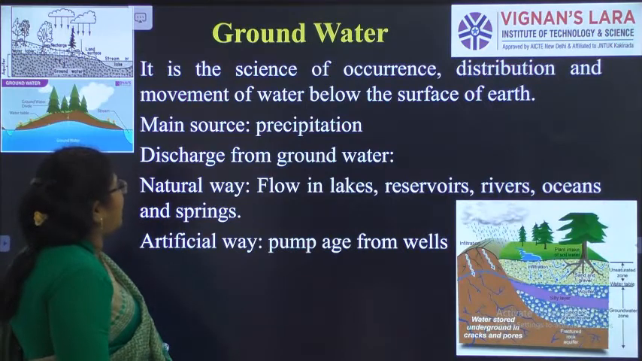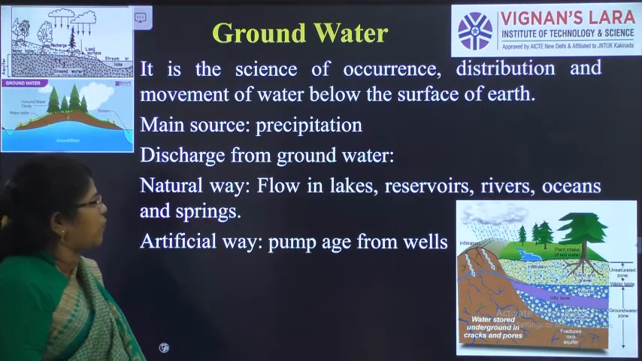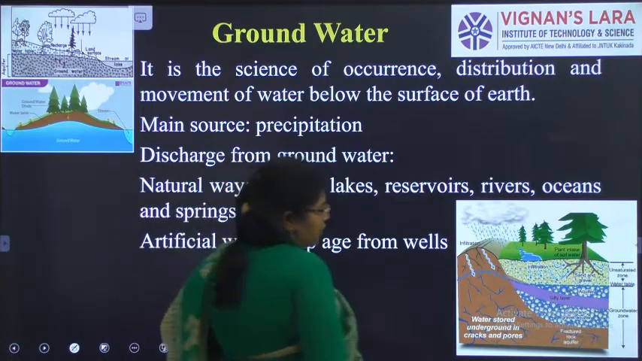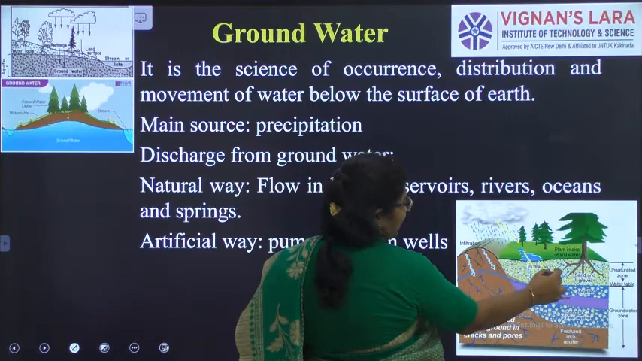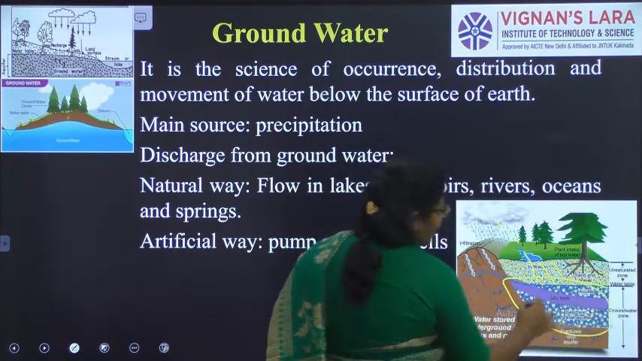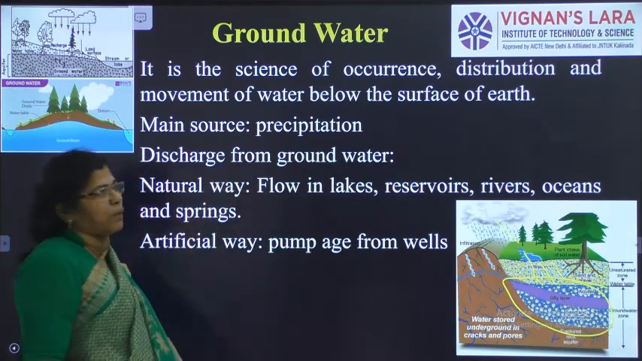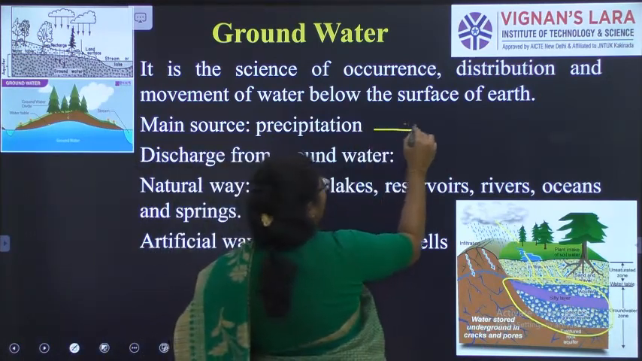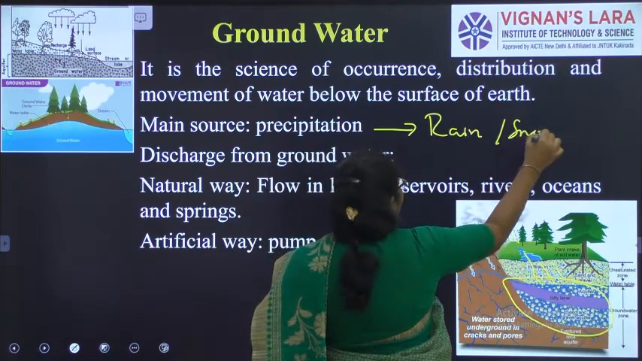So here we can see groundwater is the science of occurrence, distribution and movement of water below the earth's surface. Water is precipitated and infiltrates through the gravels and the sand and forms the saturated zone, which we call groundwater. Right? So the main source is precipitation. Precipitation is mainly because of rain and snow. Right? That we saw already.